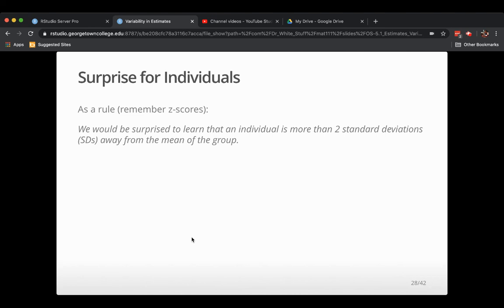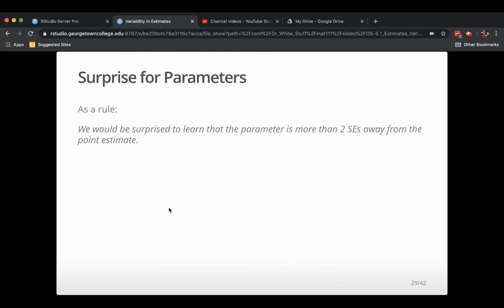So remember z-scores. We would be surprised to learn that an individual had a z-score of more than 2 or less than -2, because a z-score was how many standard deviations the individual was away from the mean of the group. You can do the same kind of thing in terms of parameters.